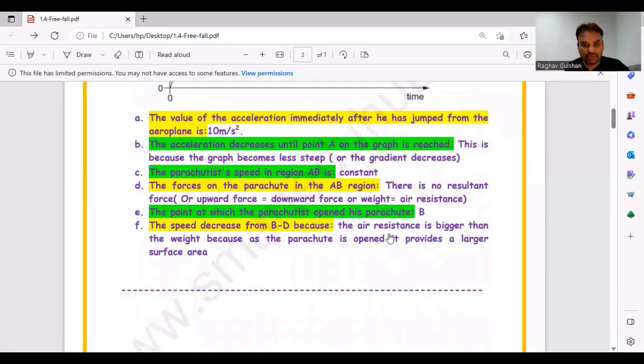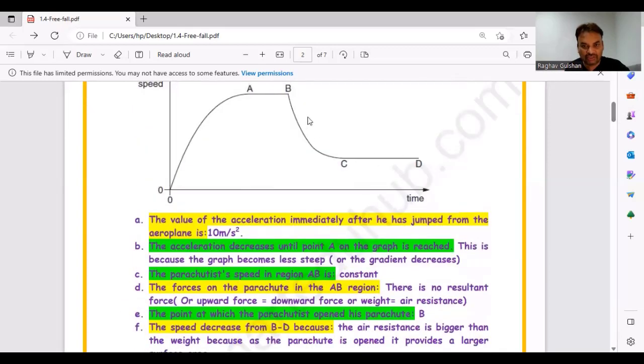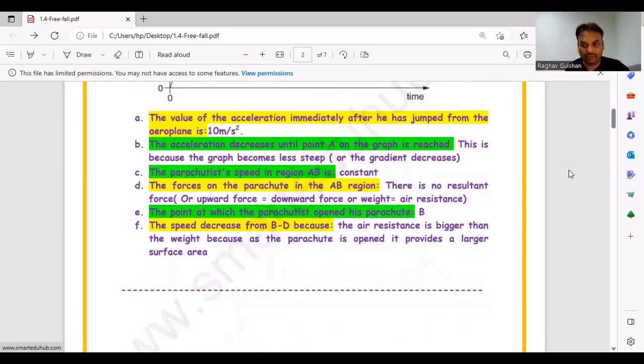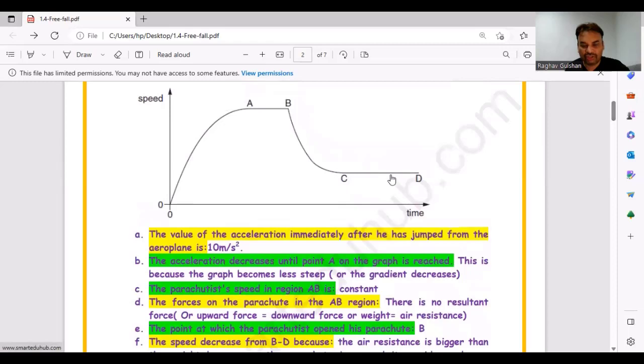In this region, the air resistance is bigger than the weight of the person, right? Because the upward force is more than the downward force, the speed reduces, and this is the reason for negative acceleration. Now again from C to D, this is another terminal speed. The upward force due to the air pressure and the downward force due to the weight are balanced again from C to D, so the parachutist comes down with a constant speed, or the terminal speed.